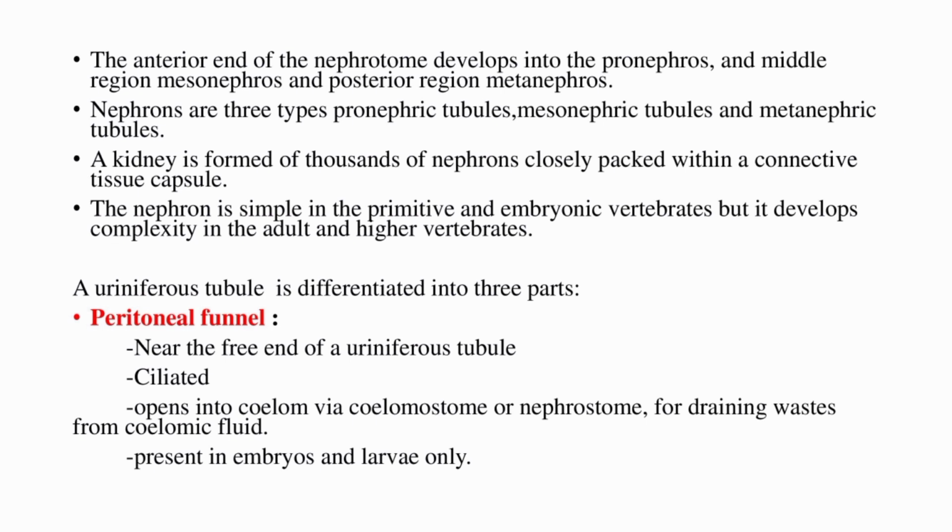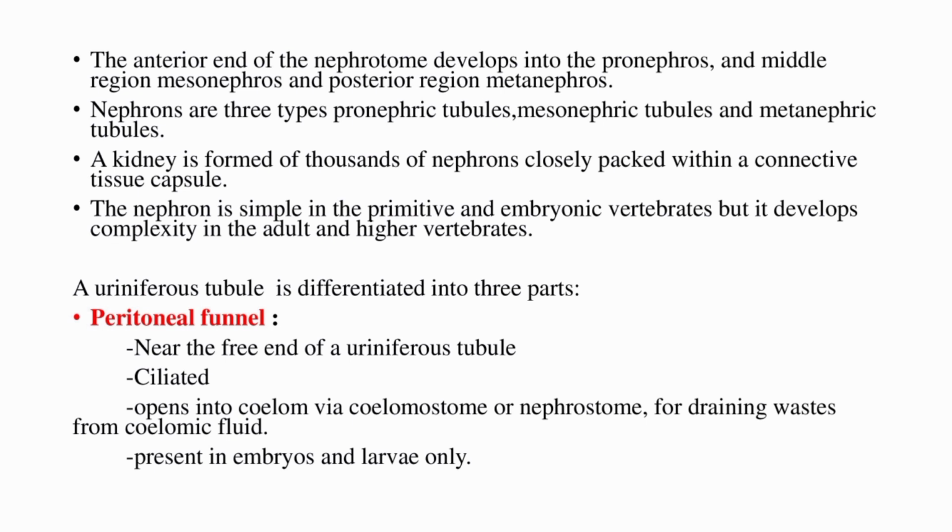Nephrons are three types: pronephric tubules, mesonephric tubules, and metanephric tubules. A kidney is formed of thousands of nephrons closely packed within a connective tissue capsule. The nephron is simple in the primitive and embryonic vertebrates, but it develops complexity in the adult and higher vertebrates. A uriniferous tubule is differentiated into three parts.